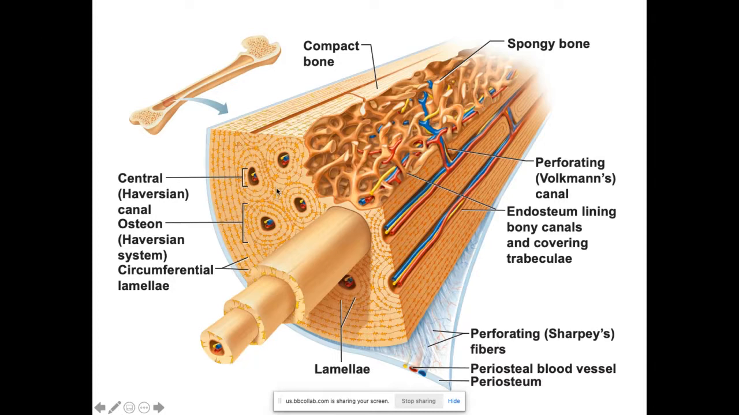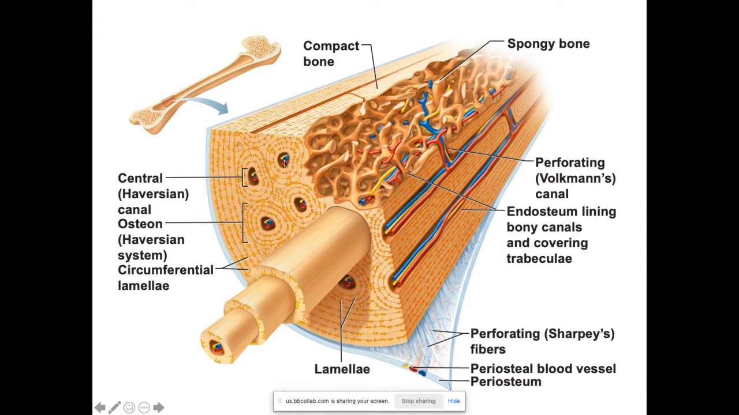Remember I said bones are made and they're broken down. Osteoblast, osteoclast, osteoblast, osteoclast. So the remnants of the old osteons that were broken down are these interstitial lamellae, which are the lamellae found between each osteon.